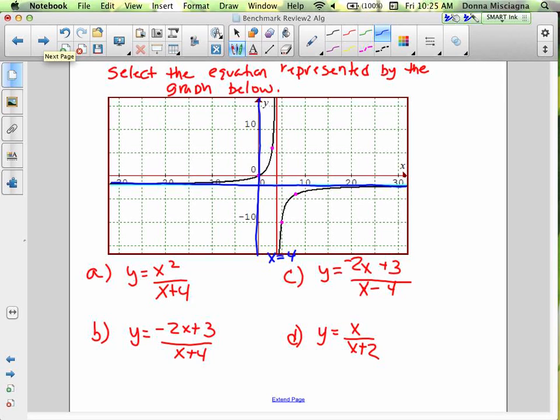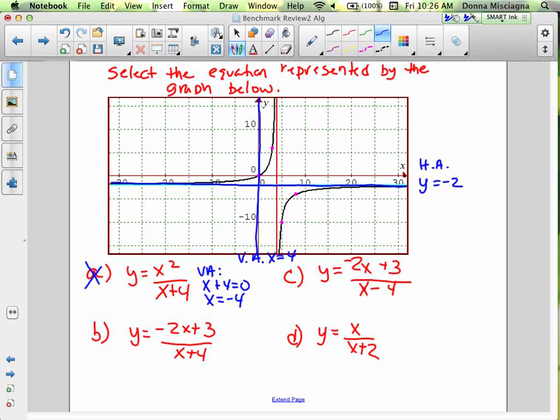Now the horizontal asymptote, again, each of those lines is 5. Looks like -2. So x equals 4 is the vertical asymptote, and y equals -2 is the horizontal asymptote. Now let's eliminate some of our choices. Here, the vertical asymptote is x plus 4 equals 0, x equals -4. Well, that's not right. That's on the positive side. So that's not that one.